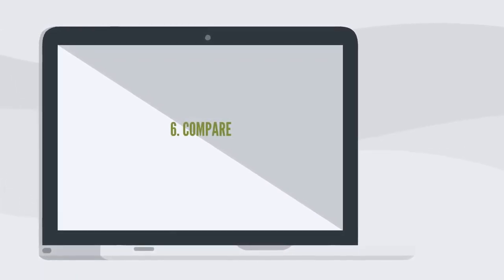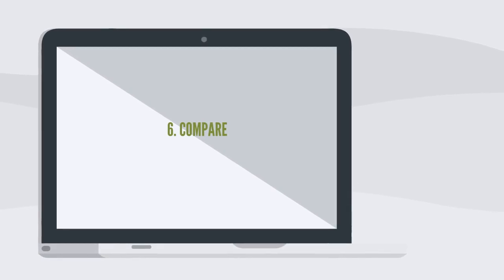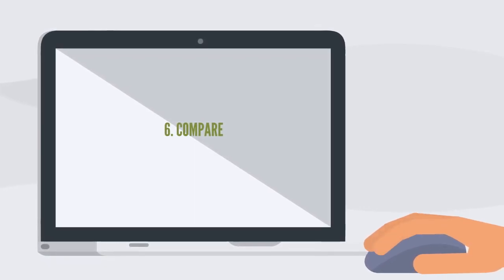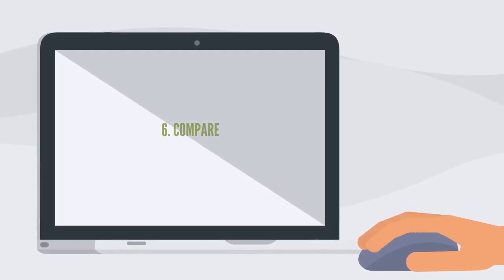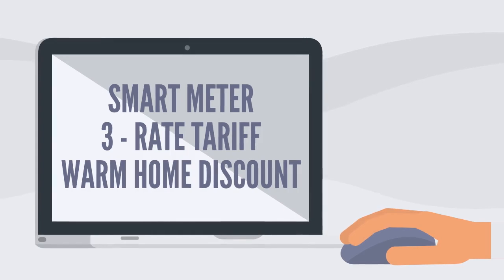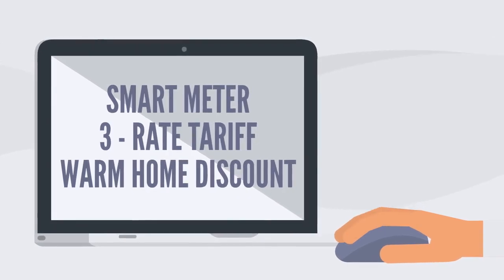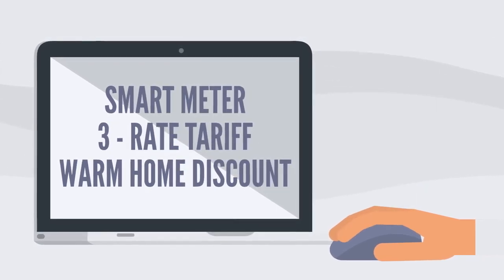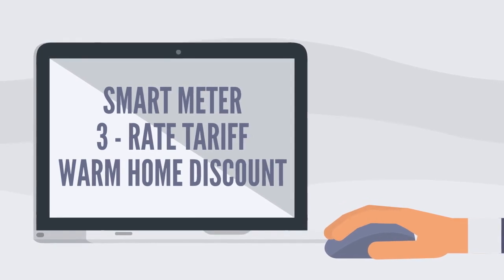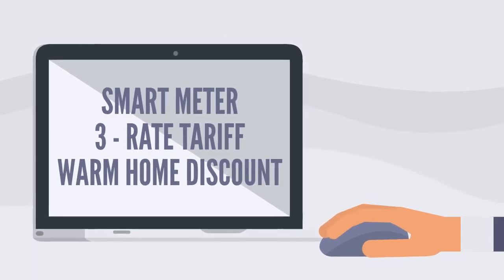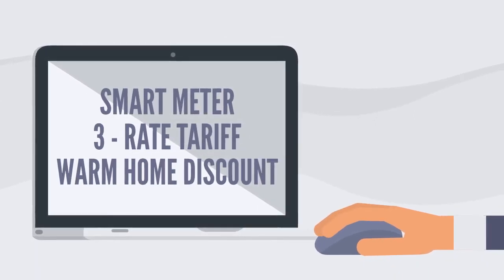6. Compare energy tariffs. Price comparisons are a great way to save hundreds of pounds with a click of a button. For simple switches, 5 minutes is all you need. If you have more complex needs, like if you have a smart meter, a 3-rate tariff, or low income with the chance of getting the warm home discount, our team of energy advisors can walk you through the steps using an Ofgem accredited switching site.